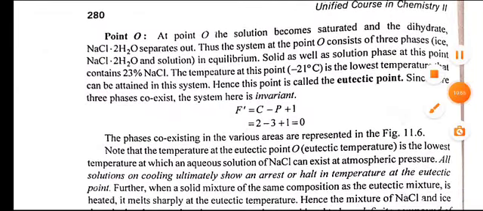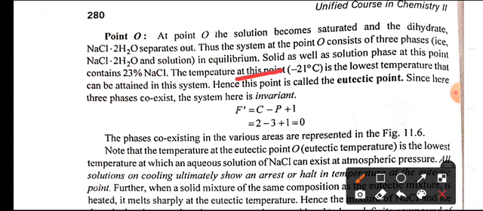The temperature at this point is minus 21 degrees centigrade, the lowest temperature that can be attained in this system. So, if we add sodium chloride to the water, then we get the lowest temperature of minus 21 degrees centigrade for this system. Hence, this point is called the eutectic point.